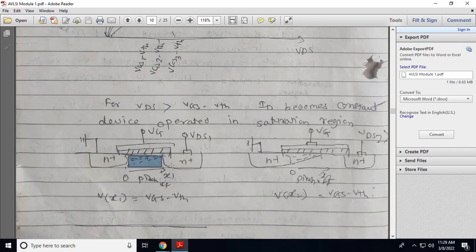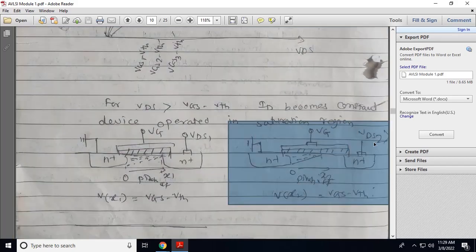Initially, see, this is the length of the channel from source to drain. Electrons are moving from source to drain through the channel, and this is the length of the channel. So for VDS1 you will get the maximum length of the channel. When you increase VDS1 to VDS2, in the second diagram, VDS2 is greater than VDS1.